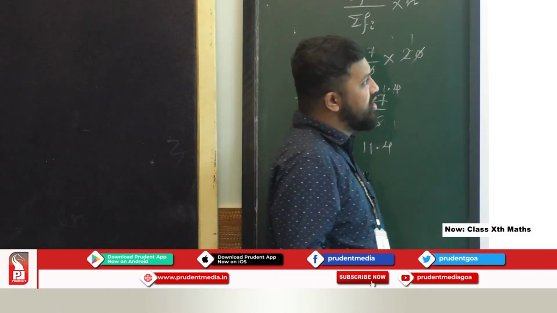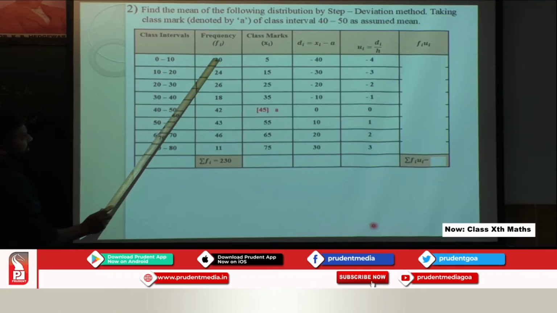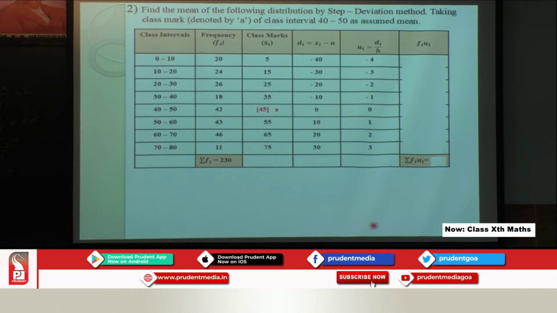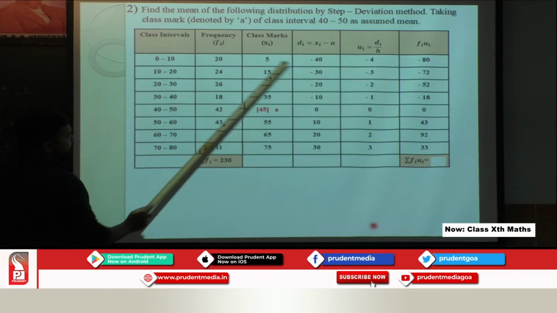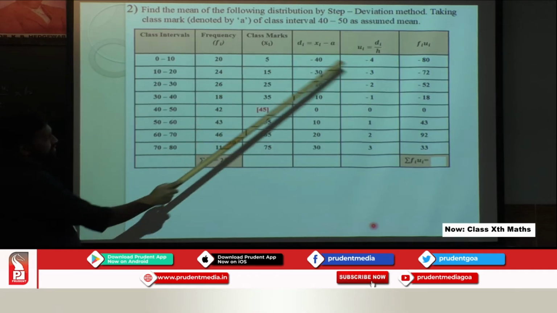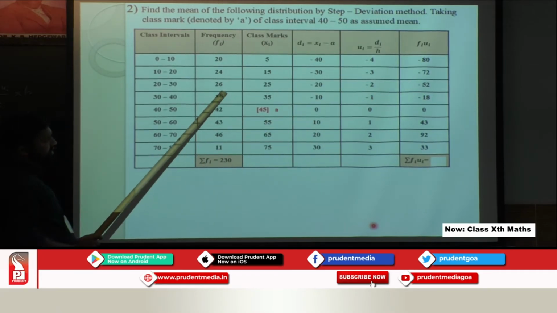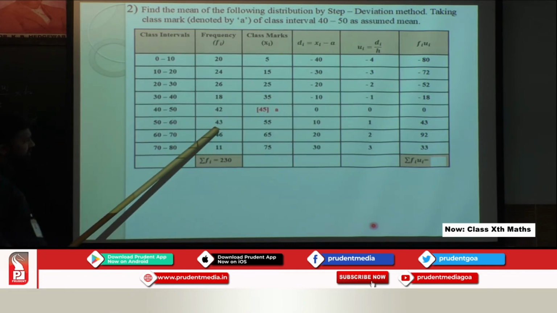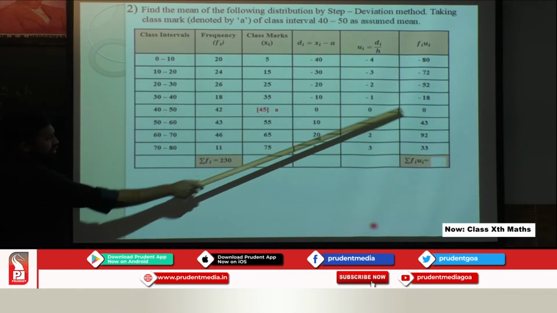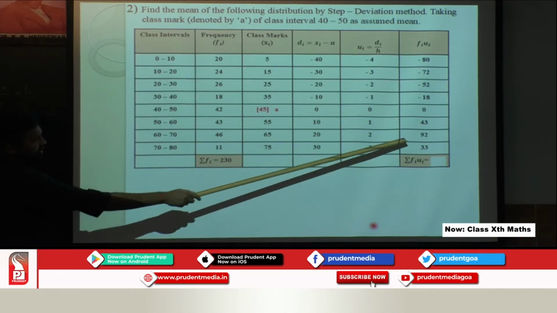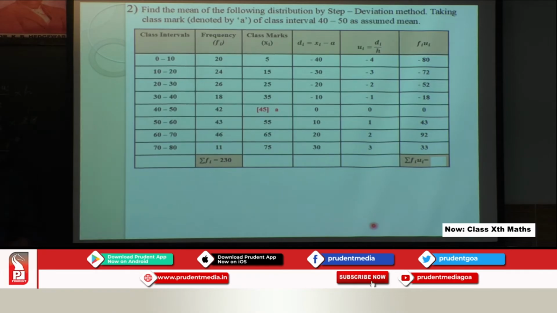The last column is what? You have to multiply fi into ui. You have to multiply these two columns. So let's multiply and you'll get the answer as 20 into minus 4 is minus 80, 24 3s are minus 72, 26 2s are minus 52, 18 1s are minus 18, 42 into 0 is 0, 43 1s are 43, 46 2s are 92, and 11 3s are 33.